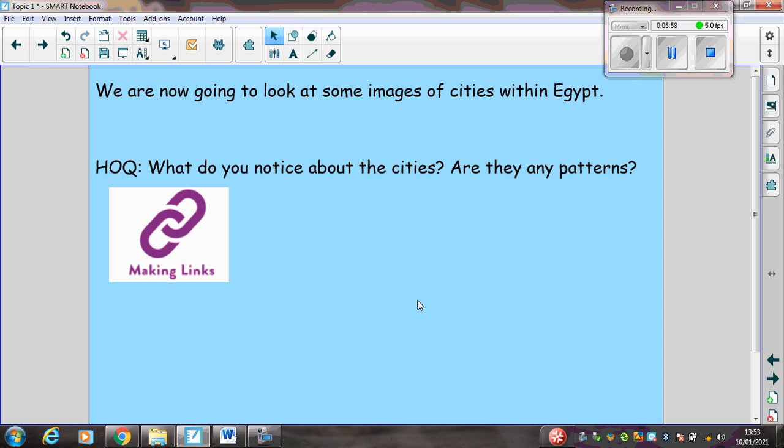So we're going to look at some images of cities within Egypt, the heavily populated areas, and we're trying to make links now to our learning. So what do you notice about the cities? Are there any patterns to them? So just have a look at a couple of the images, and then we'll discuss what we found.